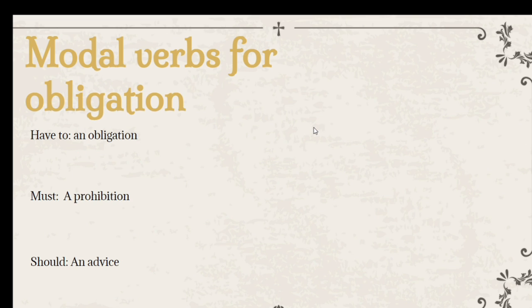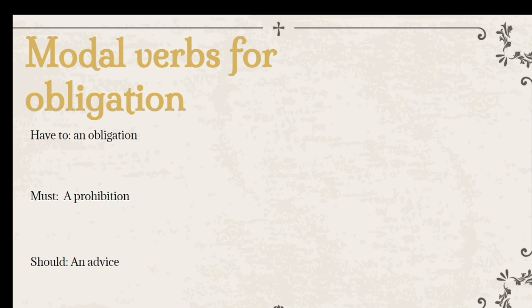Now we have the modal verbs for obligation. There are other types of modal verbs, but these ones are especially for obligation. Have to. We use have to when we are talking about an obligation. For example, you have to clean your room. Must. We use must for a prohibition.